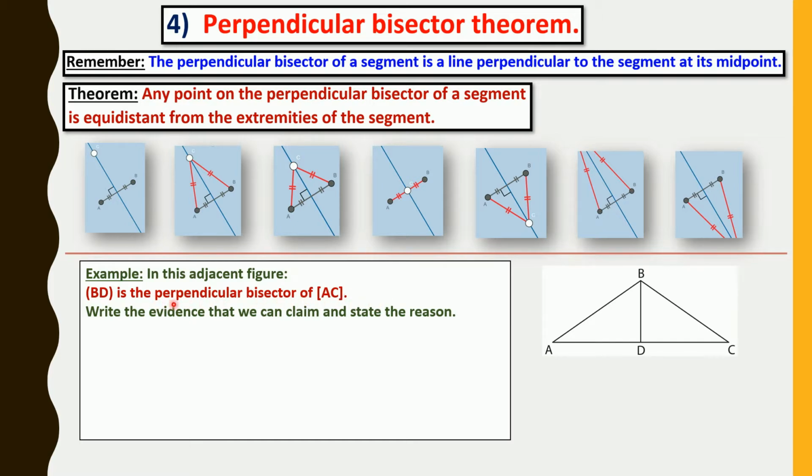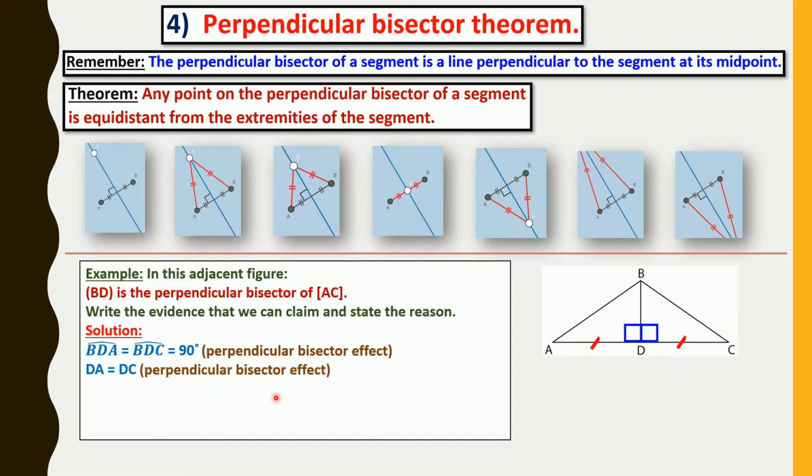All the evidence that we can claim is related to the definition and the theorem related to the perpendicular bisector of a segment. By definition, we can claim that angle BDA equals angle BDC equals 90 degrees, perpendicular bisector effect. We can also claim that DA equals DC because D is the midpoint of segment AC. DA equals DC, perpendicular bisector effect. Also, we can say midpoint effect.